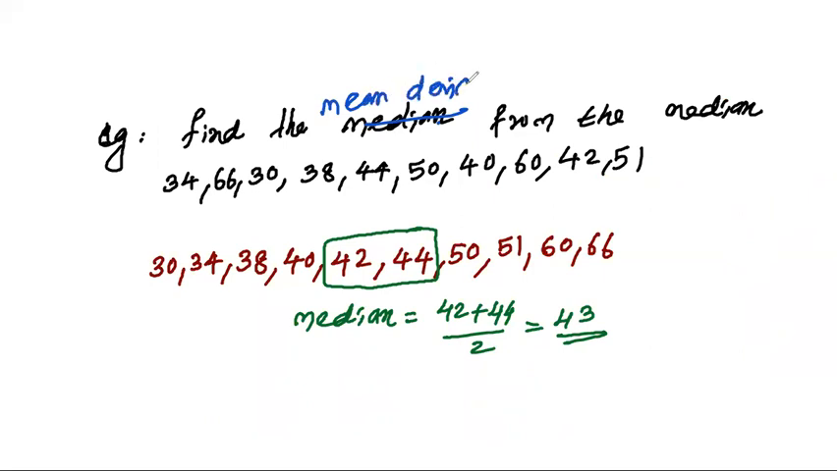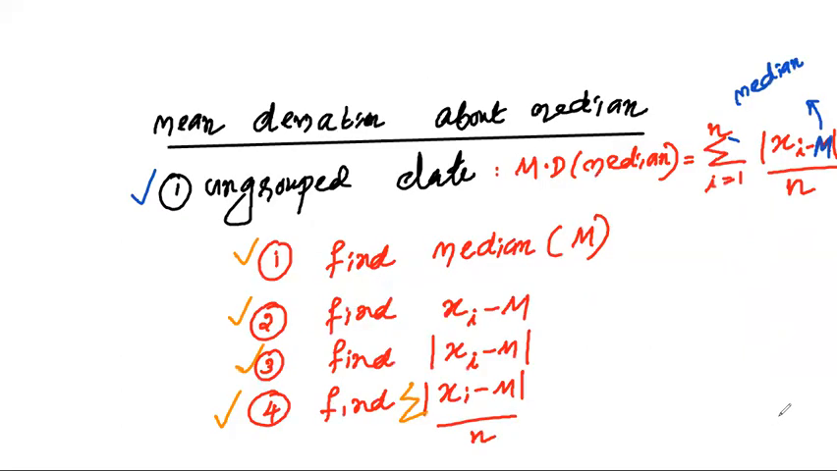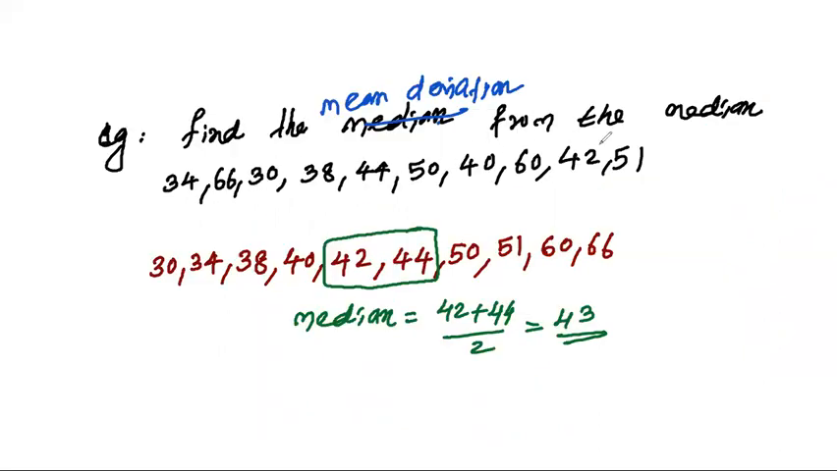Find the mean deviation. That's the question. From the median, which means about the median of the data is given. We know that, first of all, according to the first step of mean deviation about the median, what's the first step? Find the median. So let me find the median of this given information.